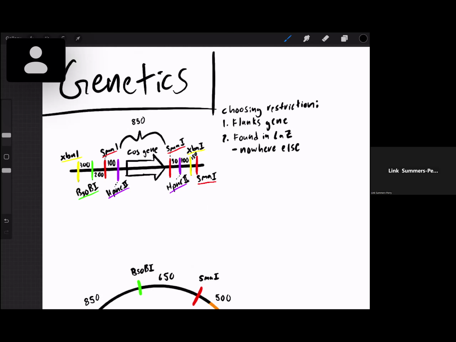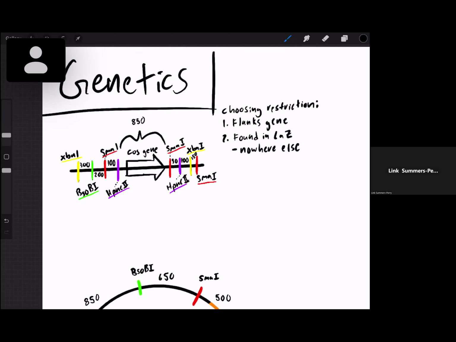So the first thing we look at is if our restriction enzyme flanks the gene. So we want to have a restriction enzyme in front and behind of our host gene. If we look here, all of them fit this description except for BsoBI.